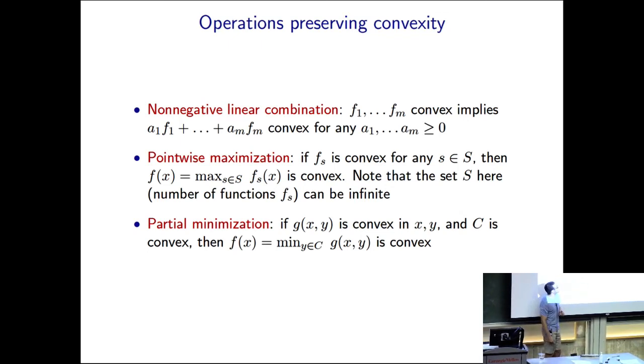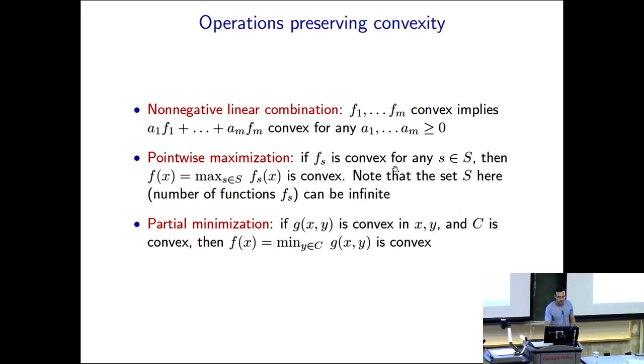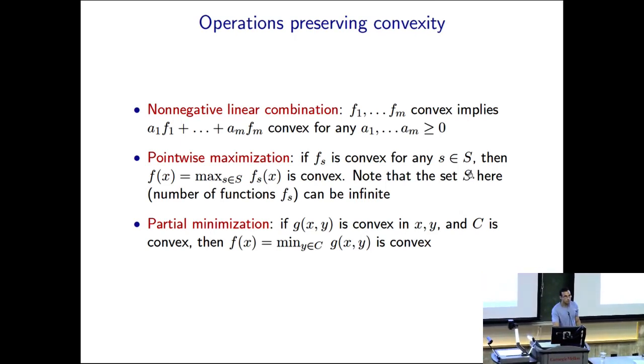Then that thing is always convex, provided that each one of these functions was convex to begin with. So we call this pointwise maximization. And the set S here is really arbitrary. Like I said, it can be infinite. It could even be uncountable. It could be itself Euclidean space. So doing pointwise maximization preserves convexity.